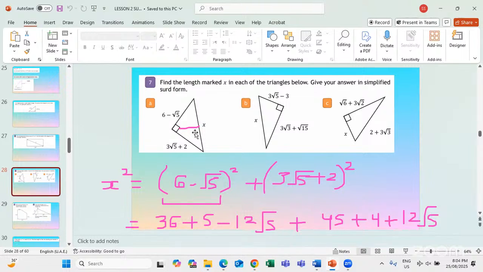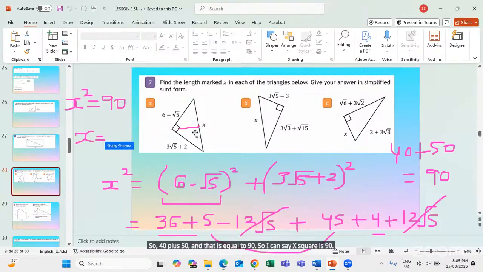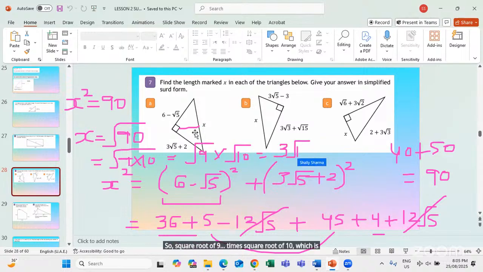Now, if you add them up, 12 root 5 and 12 root 5 cancel. 36 and 4, that is 40, and 45 plus 5, that is 50. So 40 plus 50 is equal to 90. So x squared is 90, and x will be the square root of 90, and 90 can be written as 9 times 10. So square root of 9 times square root of 10, which is 3 square root of 10. They have not given any units here, so you can just write units only. 3 root 10 units. That's all.